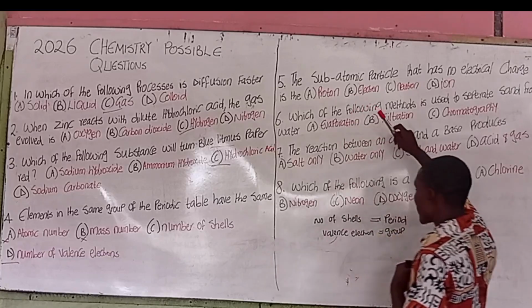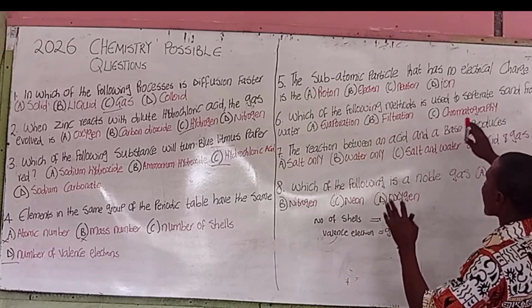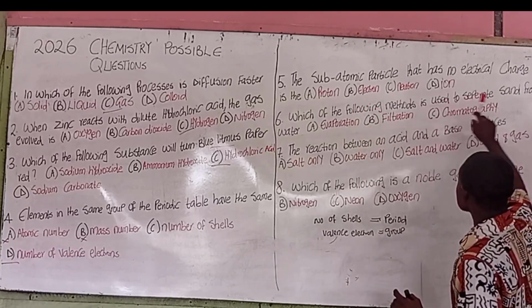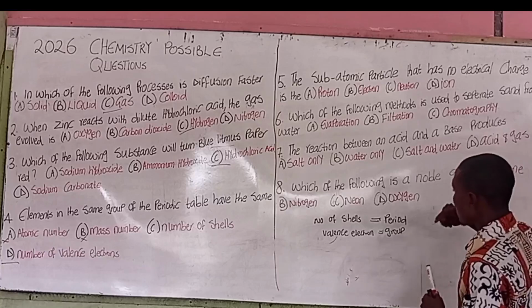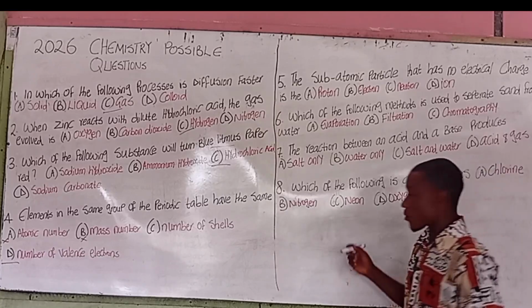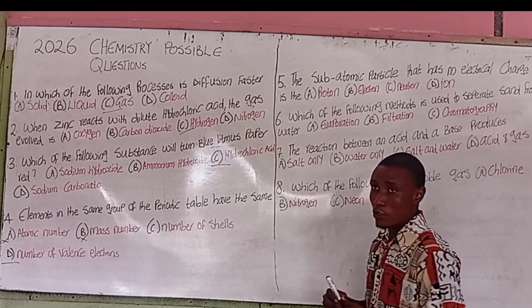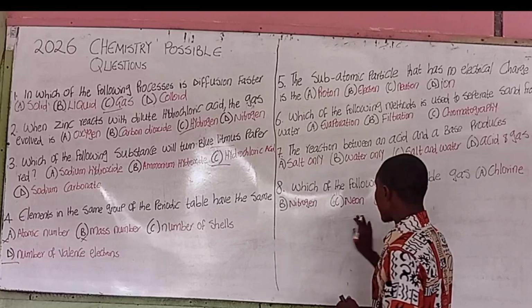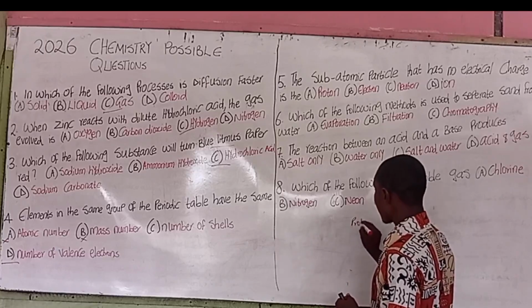We have question number 5. Question number 5 says, the subatomic particle that has no electrical charge. Easy. First of all, we have the atom, and this atom is made up of subparticles.